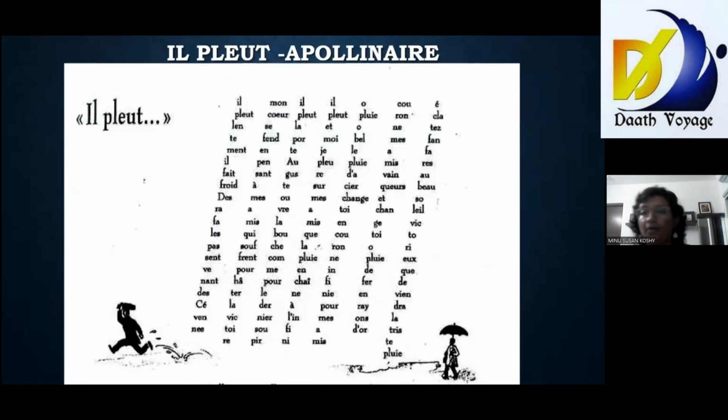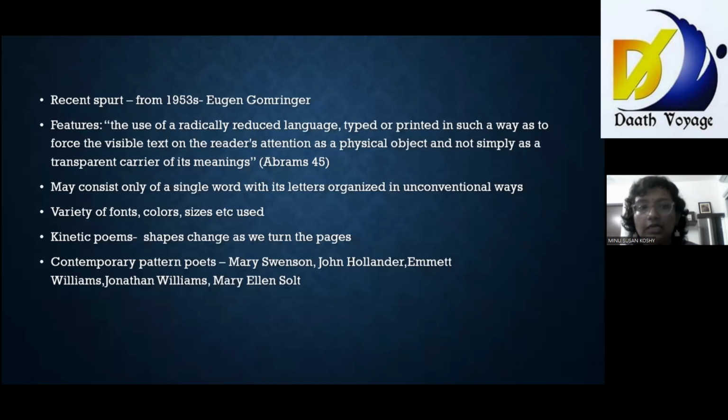Now, Il Pleut by Apollinaire, a French poet. This is a poem written in French, in a slanting fashion, resembling a drizzle. Il Pleut means rain. Now, this was a phenomenon of the 1950s and earlier, and later in the 20th century, people like Eugen Gomringer also wrote pattern poetry.